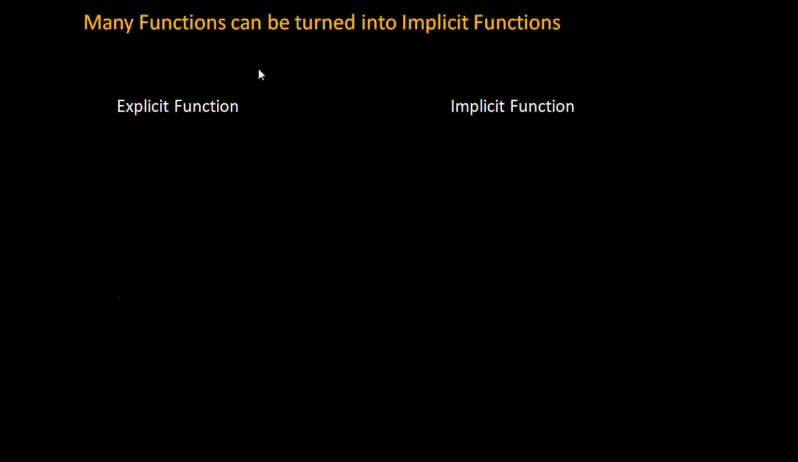So many functions can be turned into implicit functions. Let's take a look at these two. We have y equals 2x plus 1. That's explicit because we've solved for y. Implicit would be when y is kind of floating around in the equation. All I have to do is subtract 2x from both sides, and I've turned this explicit function into an implicit function. Alright, if I had y equals 1 over x, that's explicit.